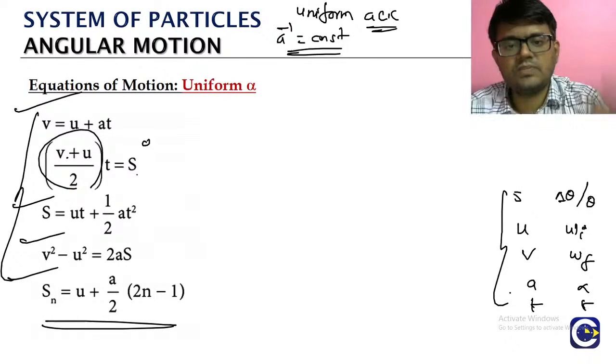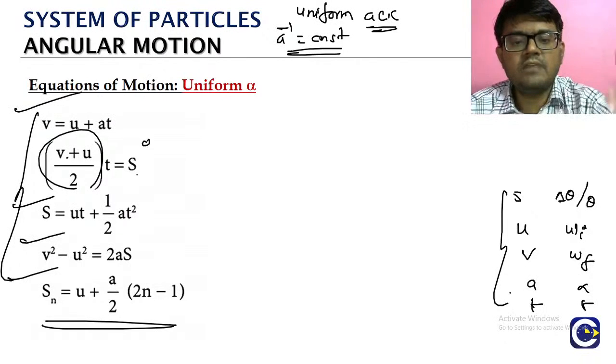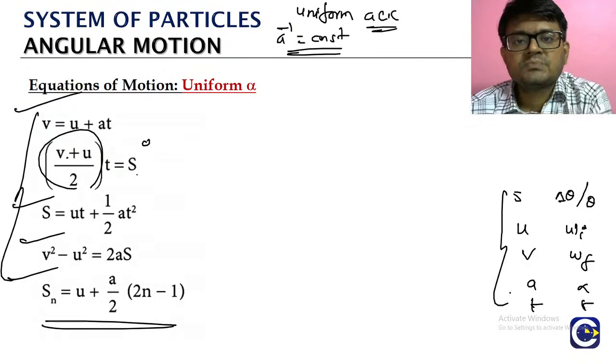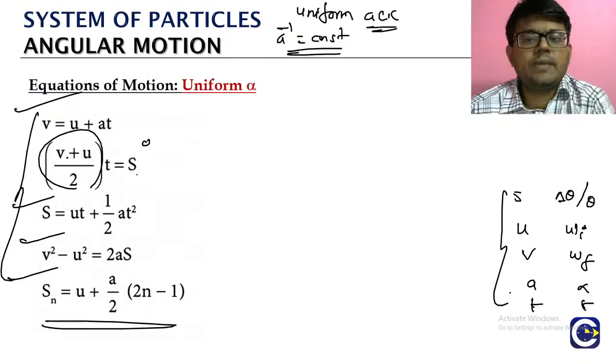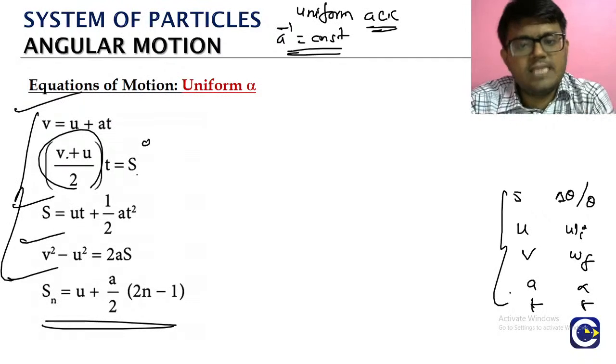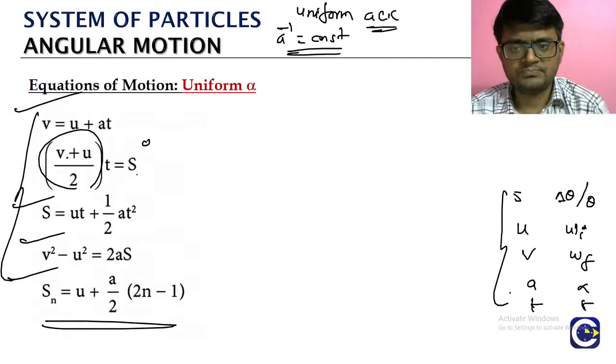So in linear motion, what are we having? Initial velocity u, final velocity v, acceleration a, displacement s. Here we are having the angular displacement, the initial angular velocity omega I, final angular velocity omega f, and angular acceleration alpha, and time will be the same in both cases. Now, we are going to get exactly similar relations.